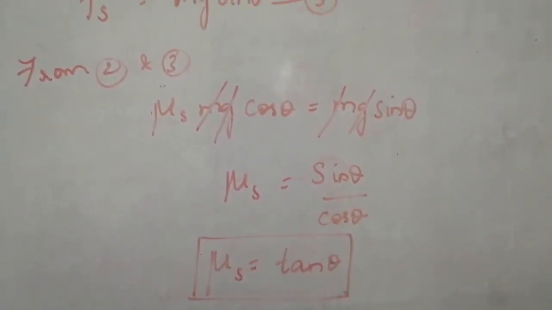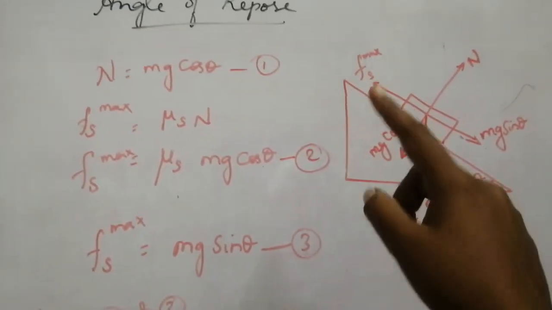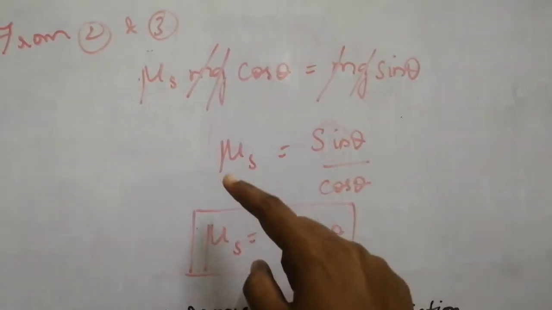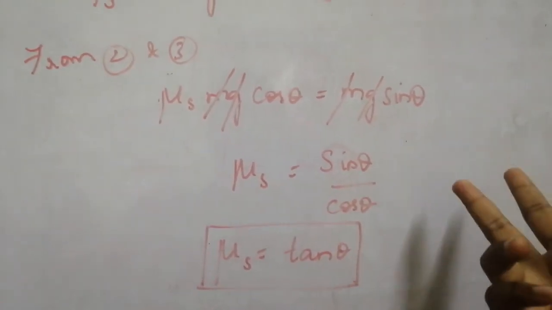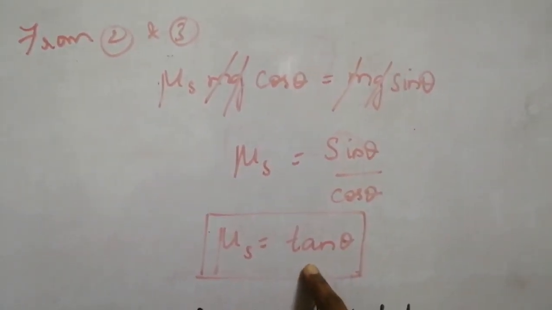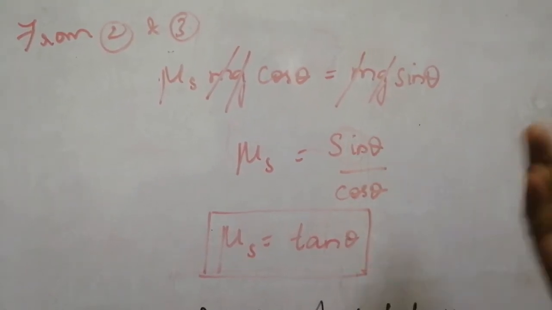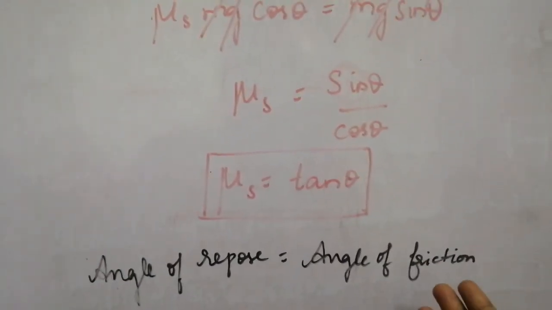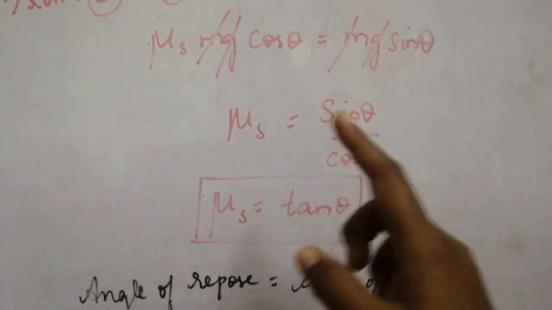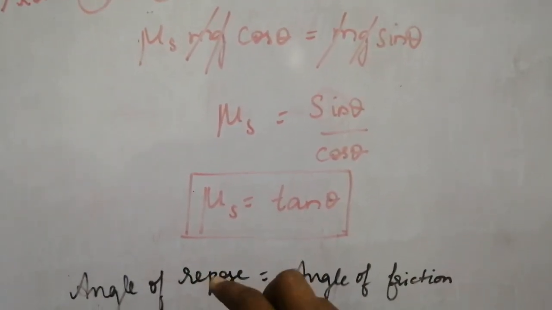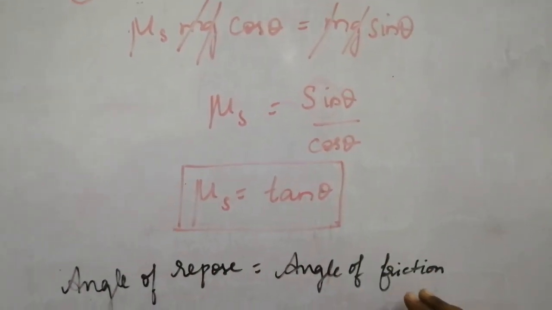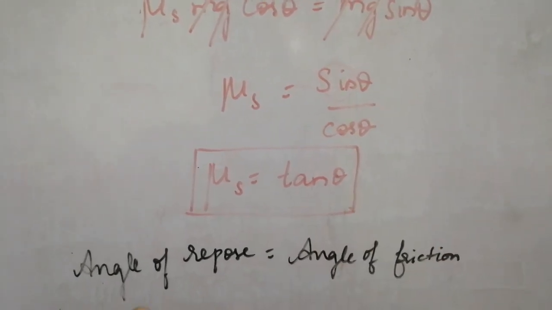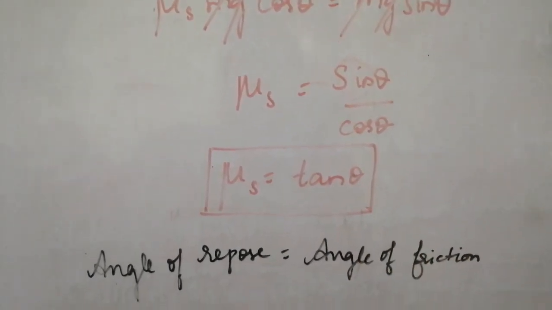Now this is what we have here. We are deriving for the angle of repose, so this is the angle of repose. We have already seen in our previous video that mu s is equal to tan theta is the same for the angle of friction. So what this means is that the angle of repose and the angle of friction are one and the same.